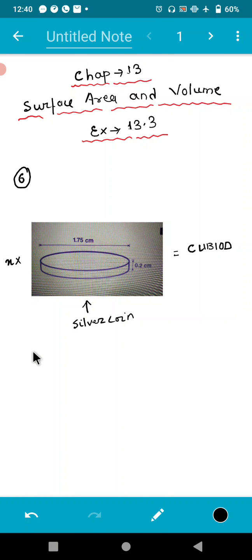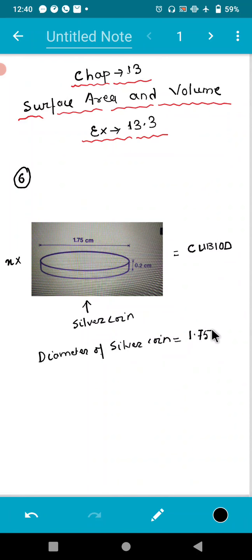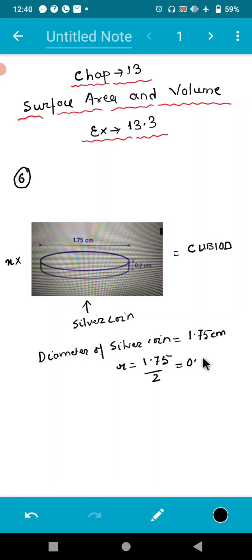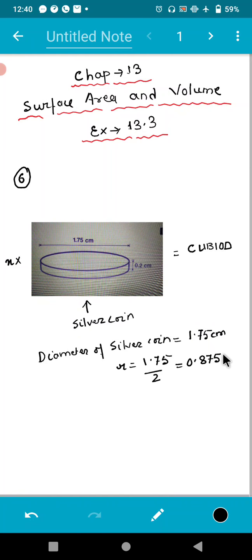See, the diameter of the silver coin is given, that is 1.75 centimeter. So the radius would be 1.75 by 2, and that would be equal to 0.875 centimeter.